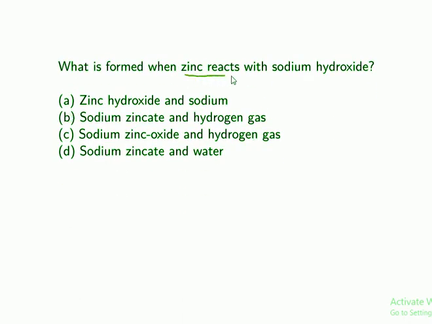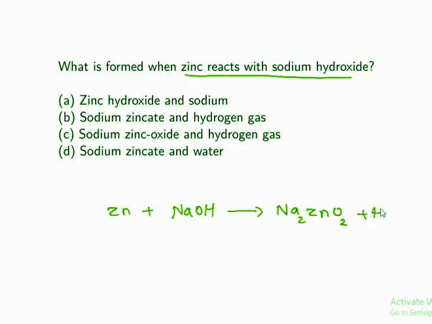What is formed when zinc reacts with sodium hydroxide? They are saying that when zinc, Zn, reacts with sodium hydroxide, what are we going to get? We are going to get Na2ZnO2 plus hydrogen gas evolved. So here we are going to get sodium zincate and hydrogen. So option B is correct.